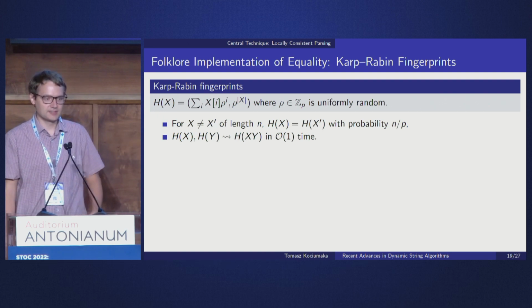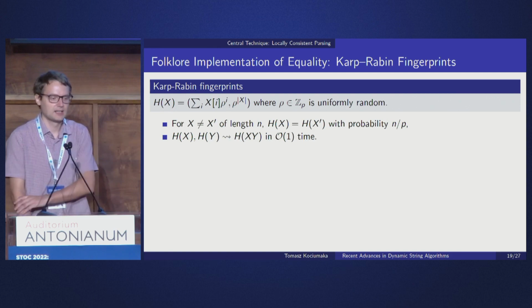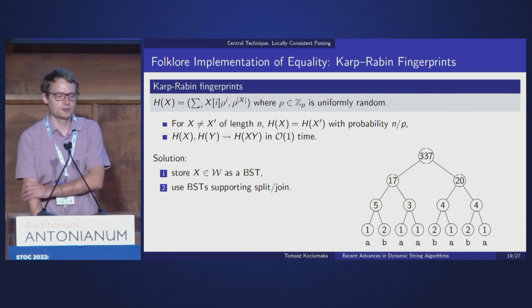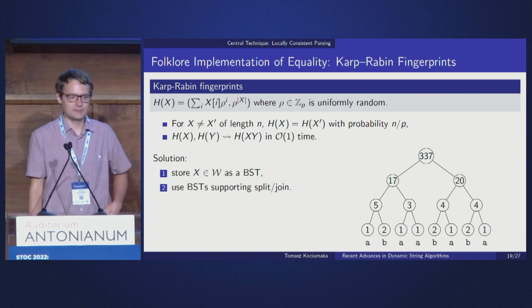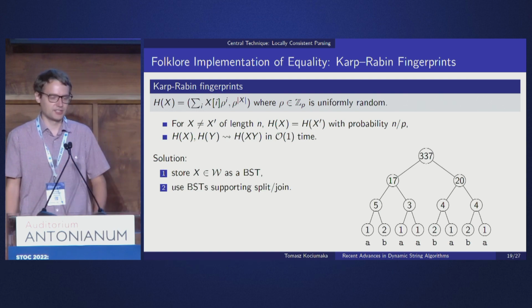And the two properties of this function are that when you have two distinct strings, then with high probability the fingerprints will be also distinct. So the collision probability is n over p, and if you set p pretty high, that's inverse polynomial. And also, you can compute the fingerprint of the concatenation very efficiently from the fingerprints of the two individual strings. And using these two properties, we can easily implement equality by maintaining a balanced binary tree on top of each string in the collection W.